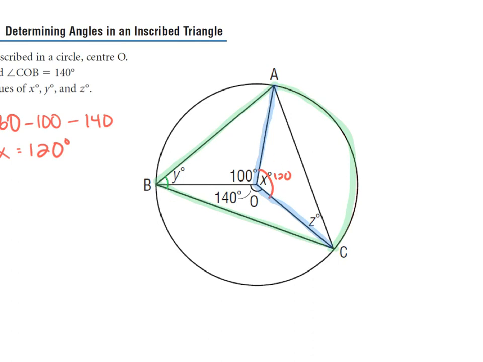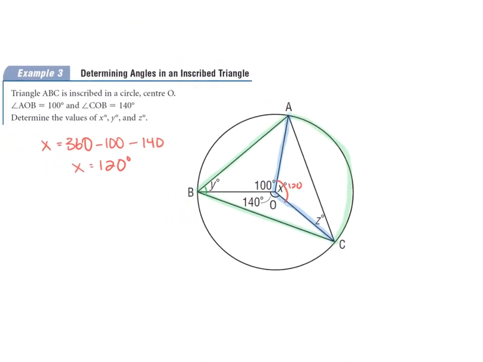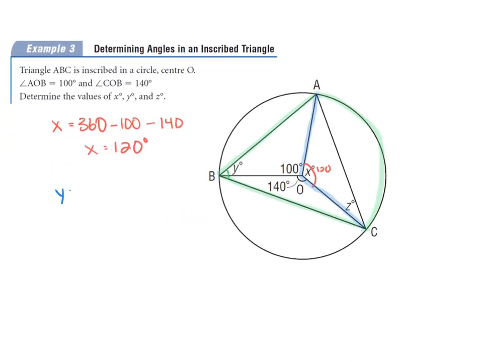So all I need to do is go, let me zoom back out. For Y, Y is going to be half of 120, which gives us 60 degrees. So Y is 60 degrees. Nice. All right, now we have angle Z.